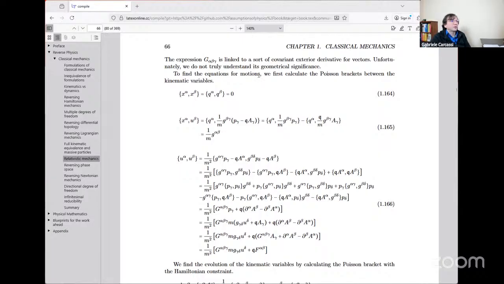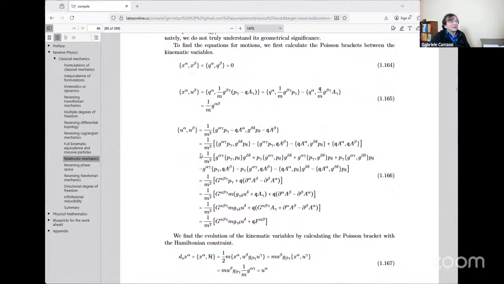So now to find the equations of motion, we calculate the Poisson brackets, because that's what we do. The Poisson bracket between x alpha and x beta is the same as between q alpha and q beta, so it's just 0. If you do the Poisson bracket between position and velocity, again, it's just a matter of putting things in and doing the calculation. What you find is 1 over m, the inverse of the metric tensor. So again, the metric tensor reappears whenever you're doing simple things in Hamiltonian mechanics on the extended phase space.